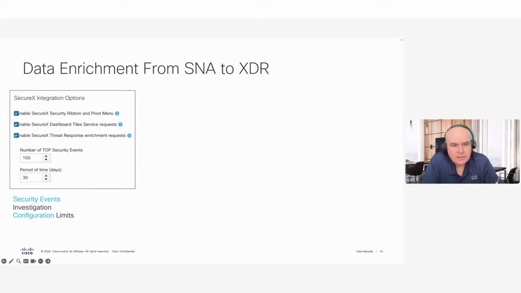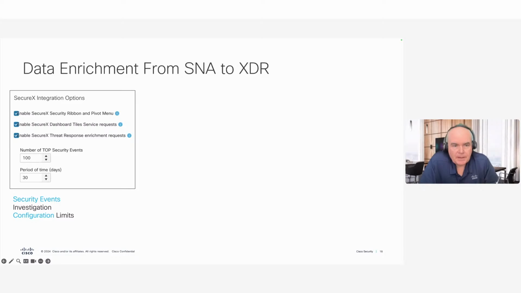So other things, we do have what we call the data enrichment from SNA into XDR. This is key. That's been in the product for a while, but you'll notice here that we can limit the number of security events that we want to send into XDR, which is kind of key, and the time period that we want to do that. So there are configuration limits that we can change when we do that integration. Now notice on the screen here, it does say SecureX. That will be changing to say XDR in the next release.